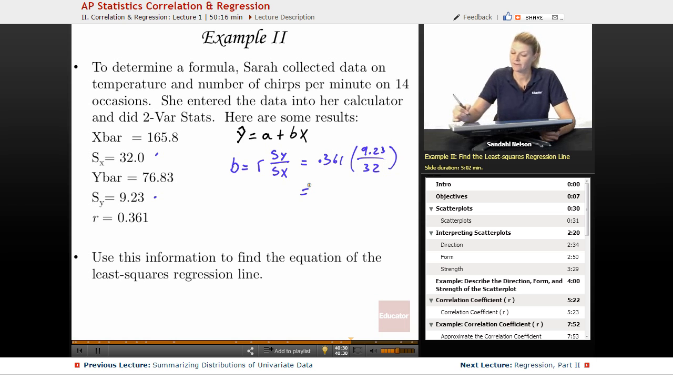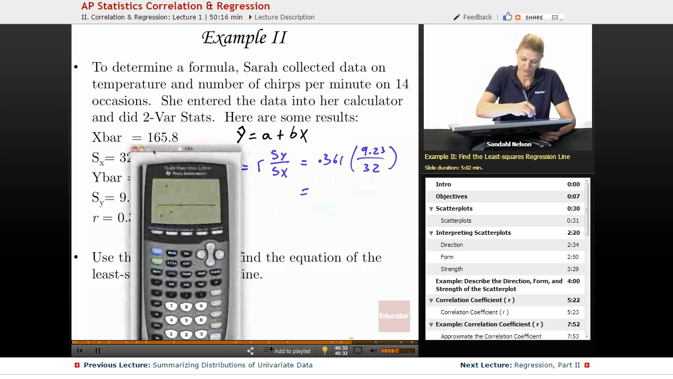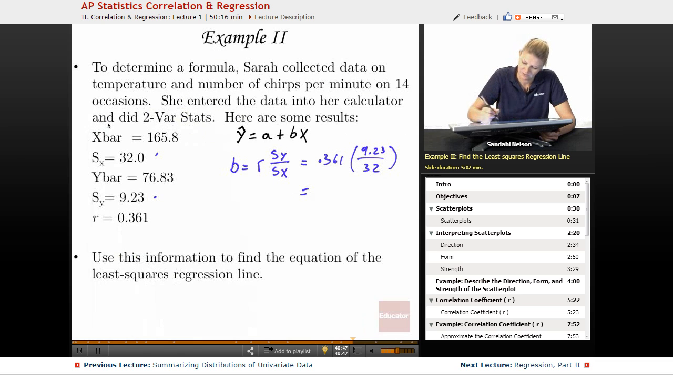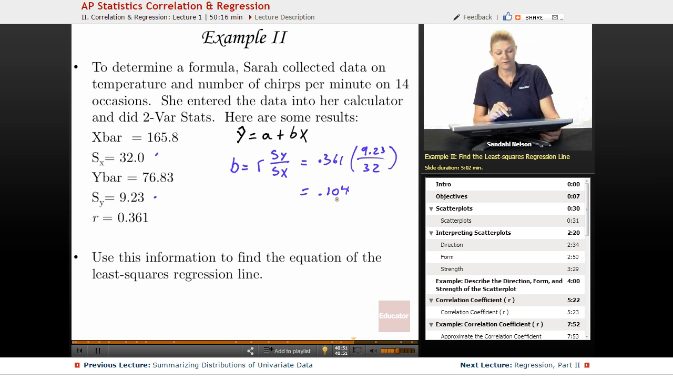Okay, so we can calculate our b. So we'll plug that into the calculator. 9.23 divided by 32 times 0.361. So we have 0.104. Okay, so now we have our slope.